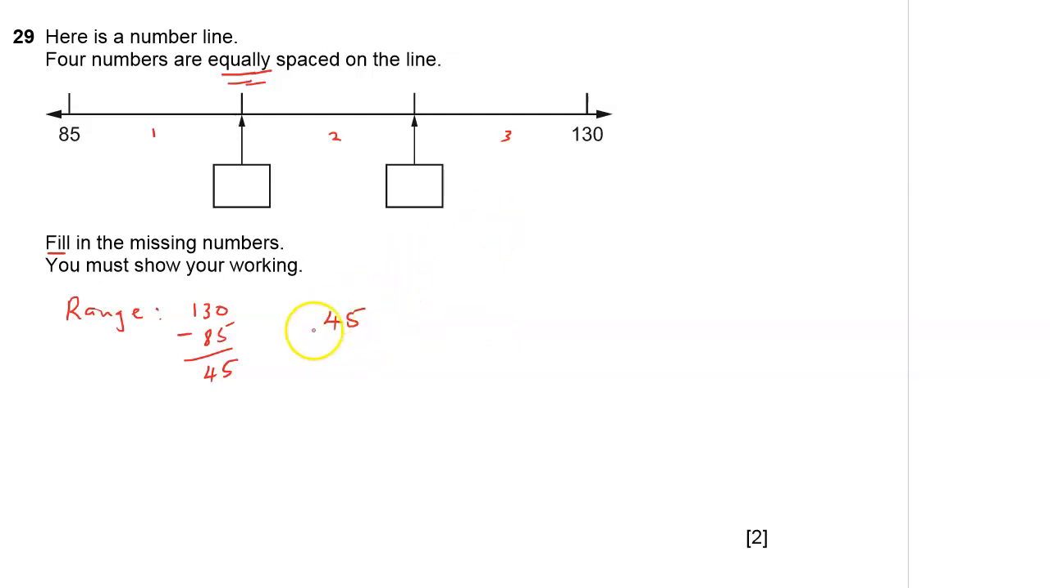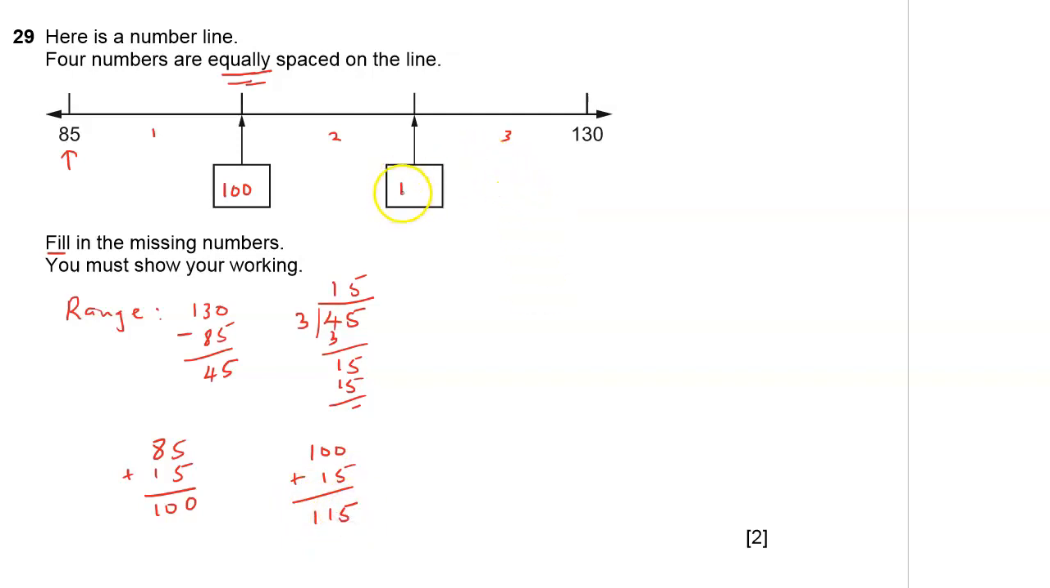I prefer to do the long division, divide by 3. And this will give us 15. So then we add, starting from the left, we have 85. 85 plus 15, because each space is 15, this will get us to 100. So this number here in this box is 100. So we have also 100 plus 15. This will give us 115. To confirm this, you can take 115 plus 15. This should give us 130, which is shown right there.